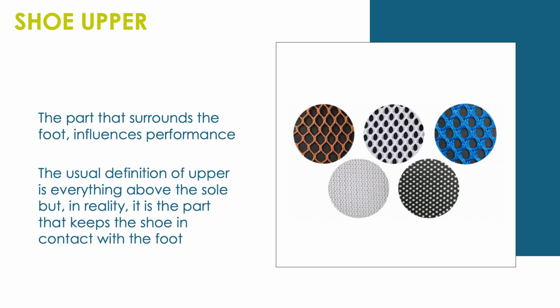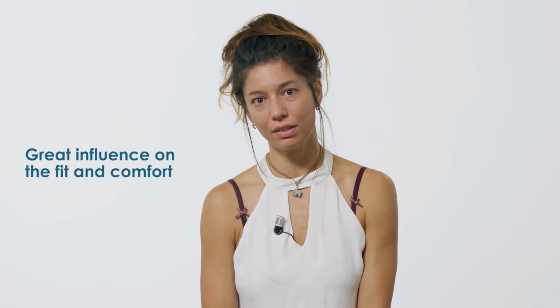Even the material chosen for the shoe upper, the part that surrounds the foot, influences performance. The usual definition of upper is everything above the sole. In reality, it is the part that keeps the shoe in contact with the foot. For instance, a knit upper can enhance the connection between the foot and the sole, offering improved control over foot movement. Conversely, a mesh upper might be prioritized for its superior lightweight properties and breathability.